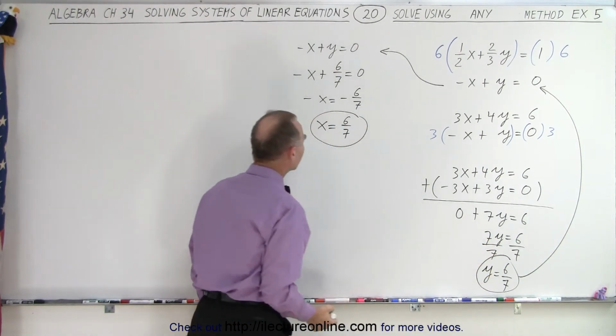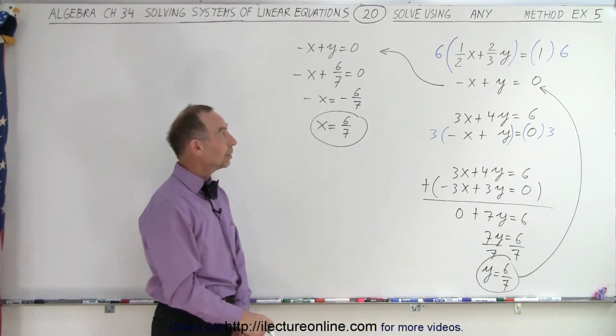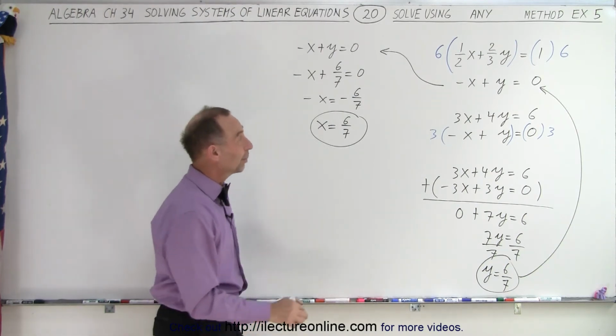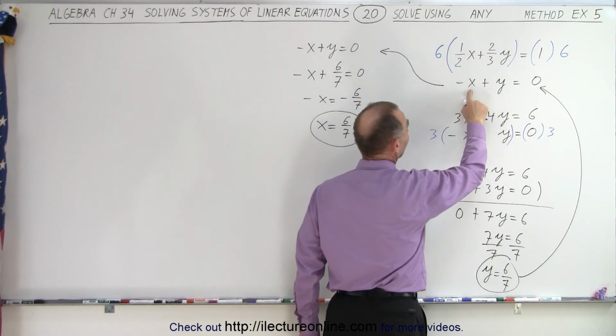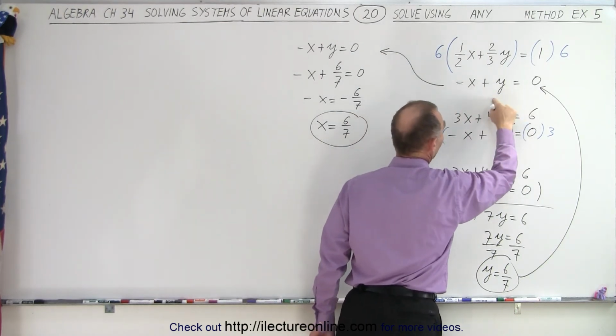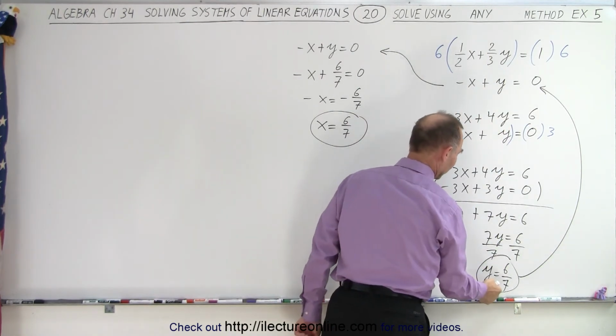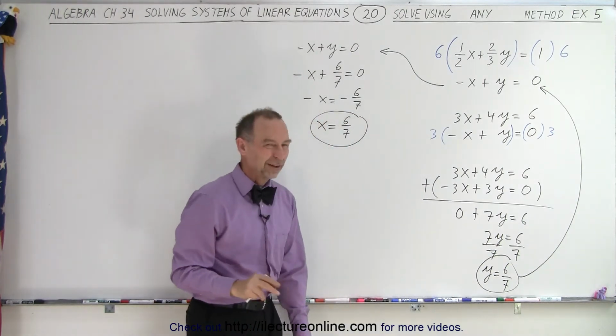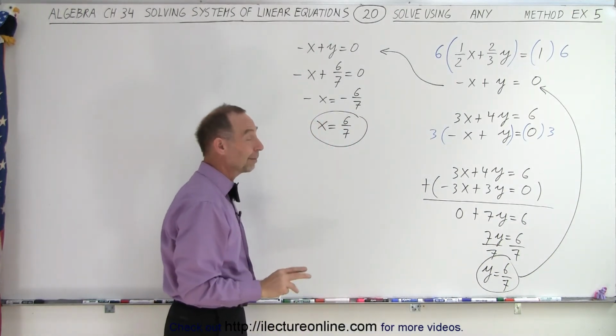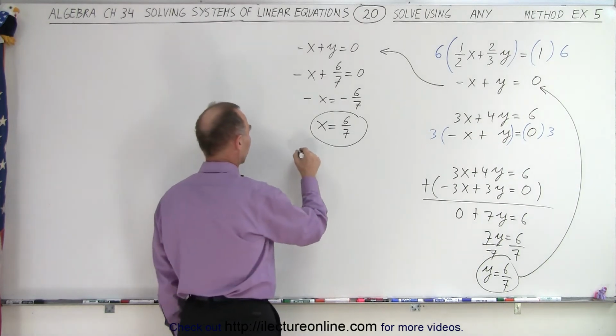There's my y value. Oh, look at that. They're both equal to one another. Well, that makes sense, because if I look at this, if I move the x to the other side, I say that x equals y. And of course, if y equals 6 over 7, then x must be 6 over 7. So it looks like that's probably correct. But just to make sure, I'm going to do a check.